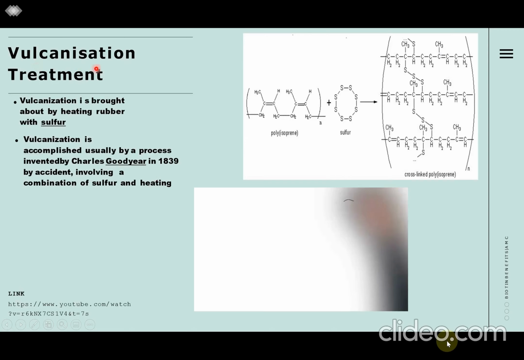So what happens in the vulcanization process? The vulcanization treatment is brought about by heating rubber with sulfur. Vulcanization is accomplished by a process invented by Charles Goodyear in 1839. It is such a sad story for Charles Goodyear, actually.